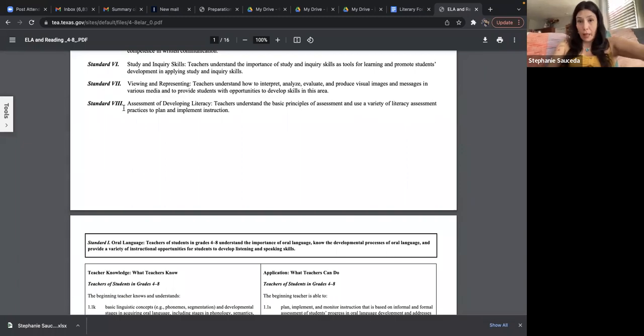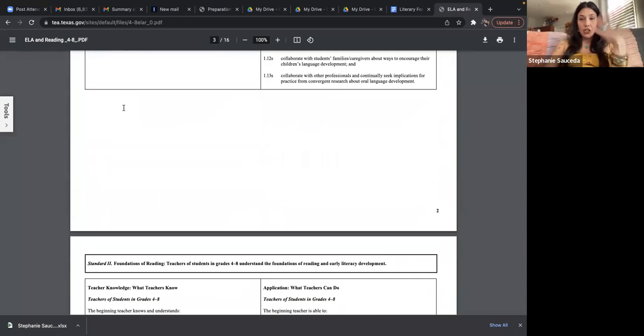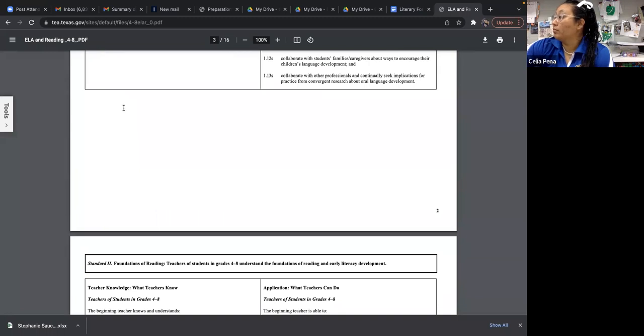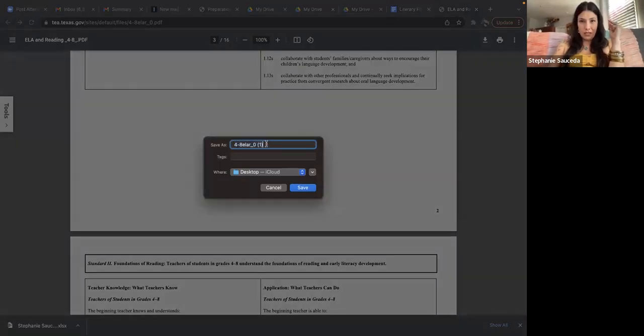And these standards are by law. We have to do these. They're approved by the legislature, and it's what we're required to do and know on the left-hand side, and what we should be able to do on the right-hand side. We read this in the exact same way that we read the PPR standards document. I'm going to save this really quickly so I can send it to you.